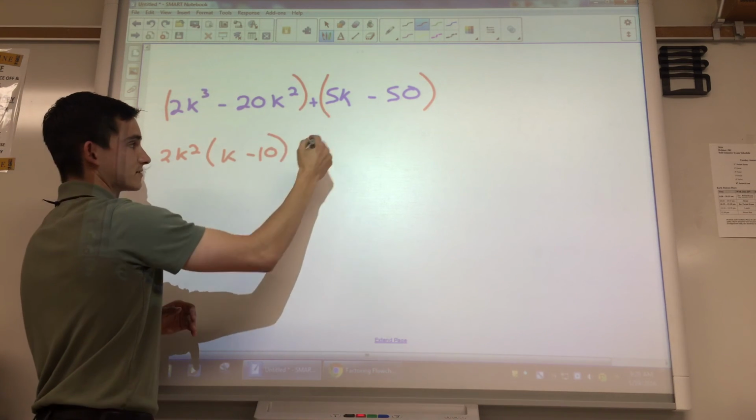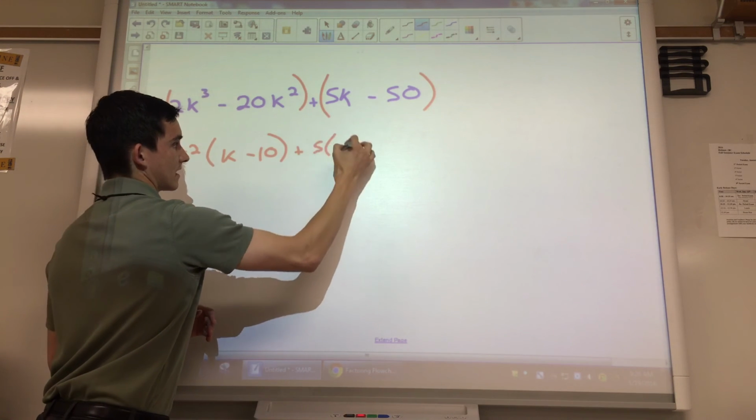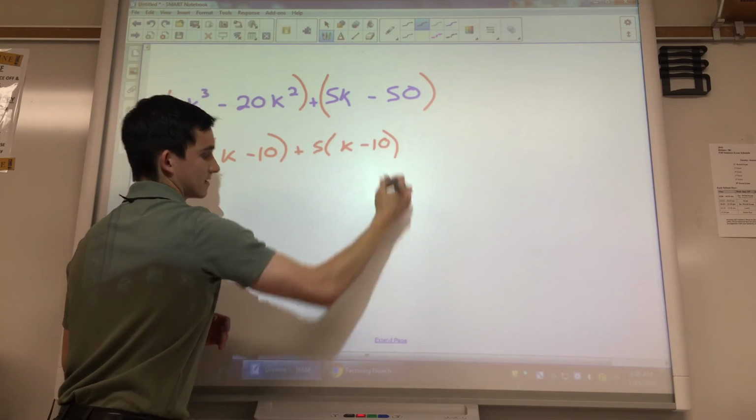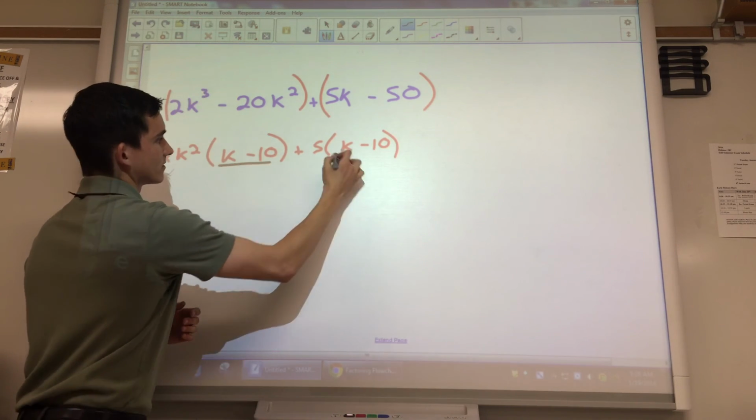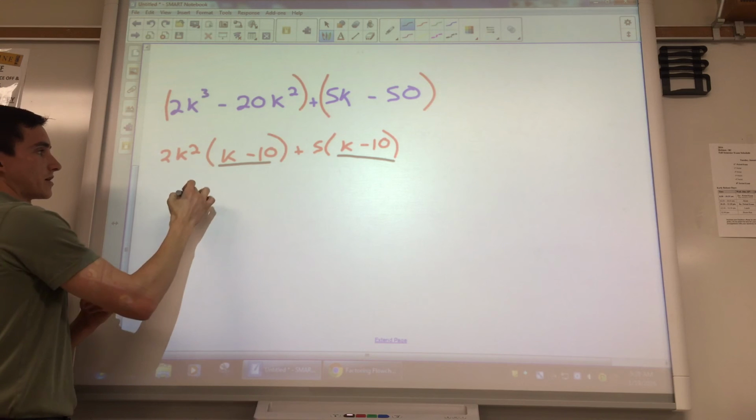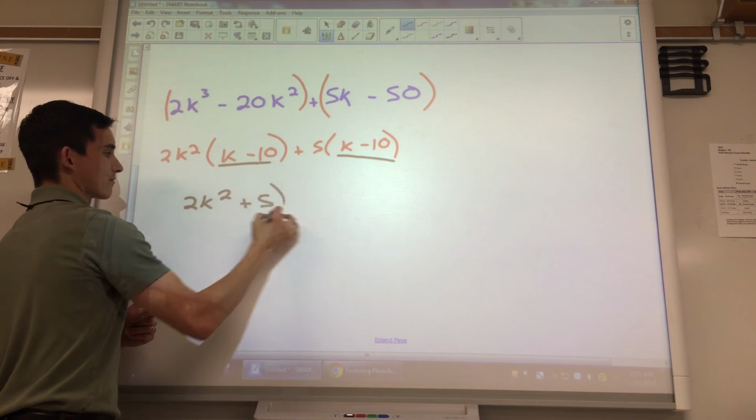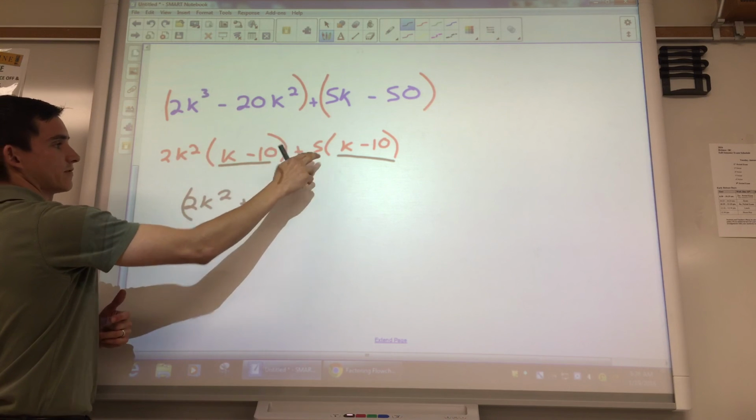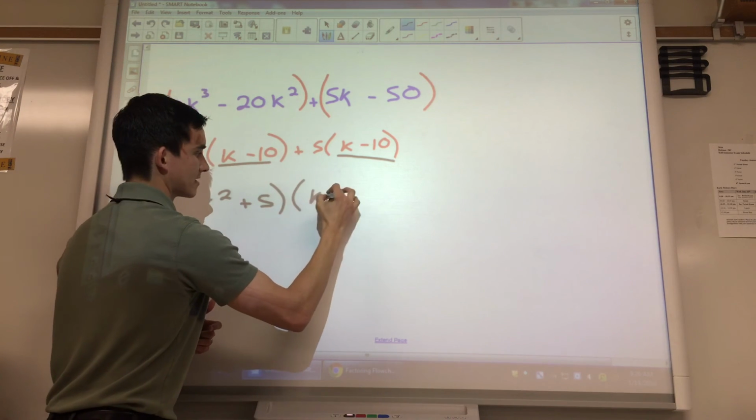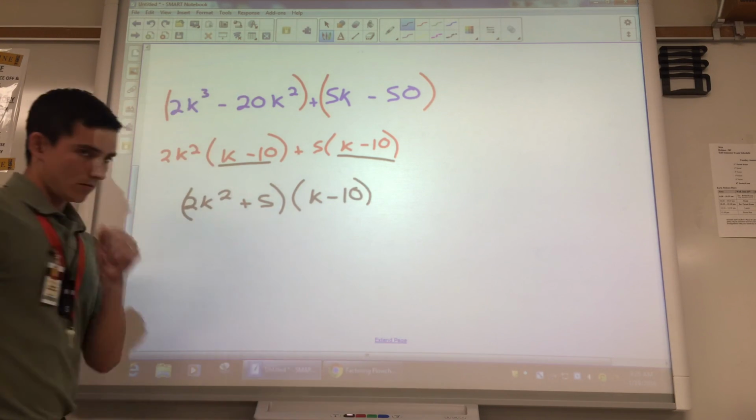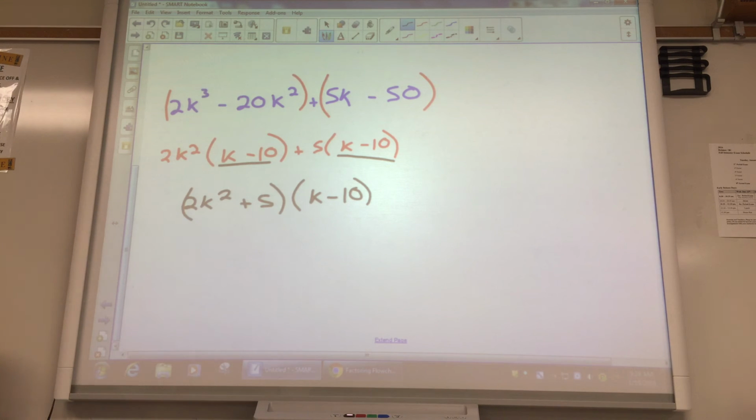This one, when I factor out a 5, I'm going to be left with k minus 10. Again, this is what we're looking for, the k minus 10 to be the same. So we could write it like this. Both 2k squared and the 5 are being multiplied by k minus 10. And that's called factored by grouping. You guys got it?